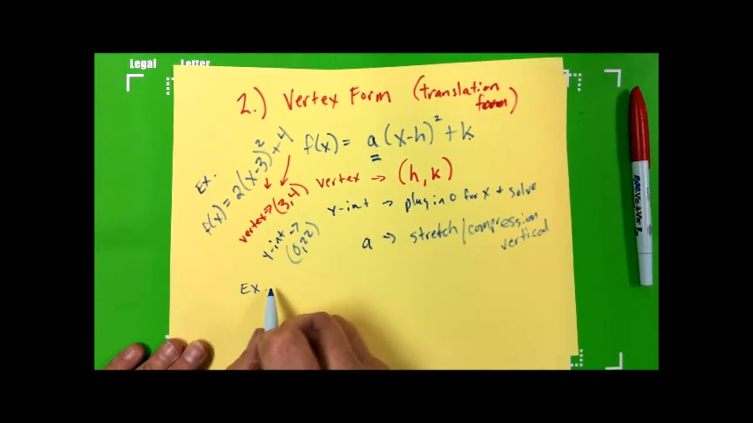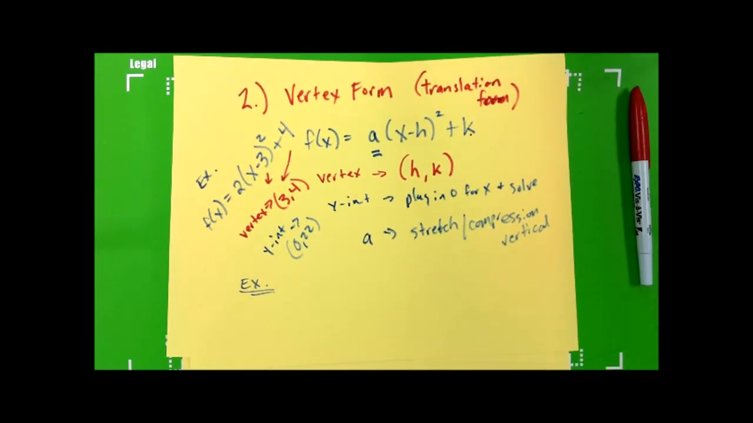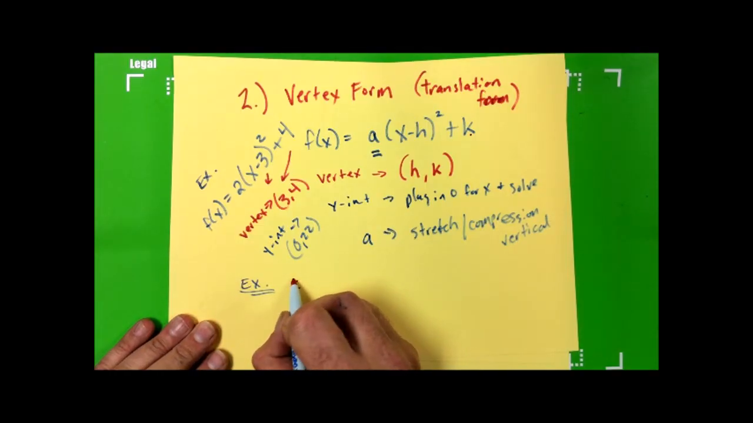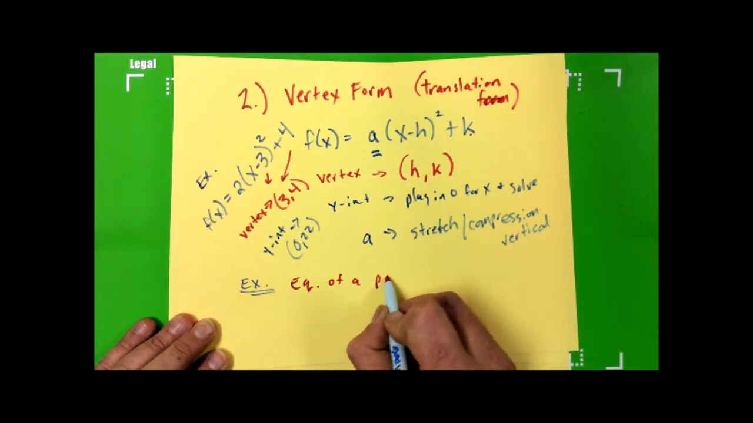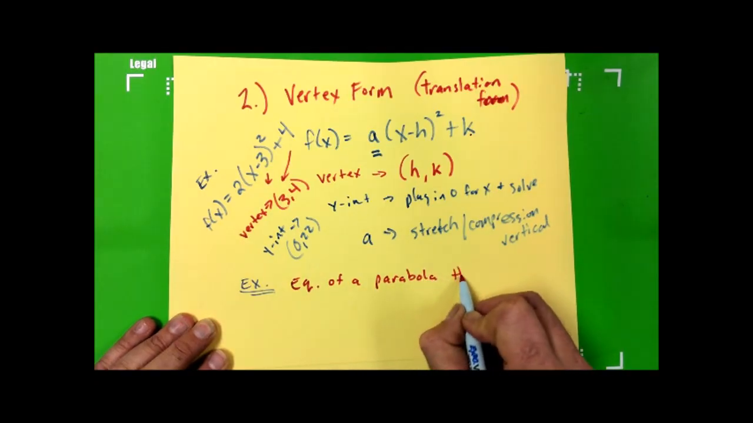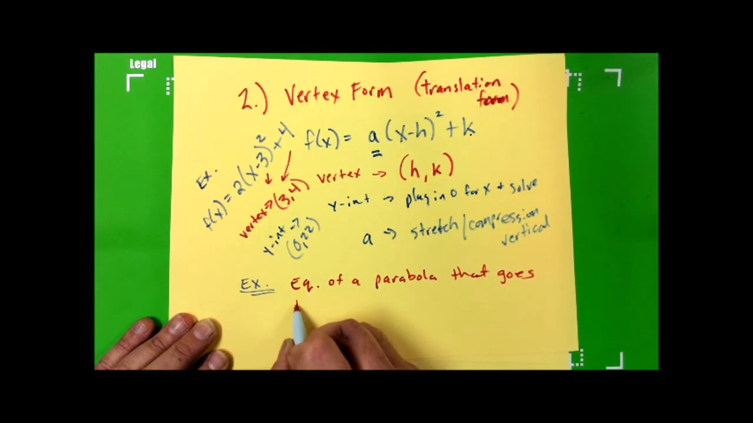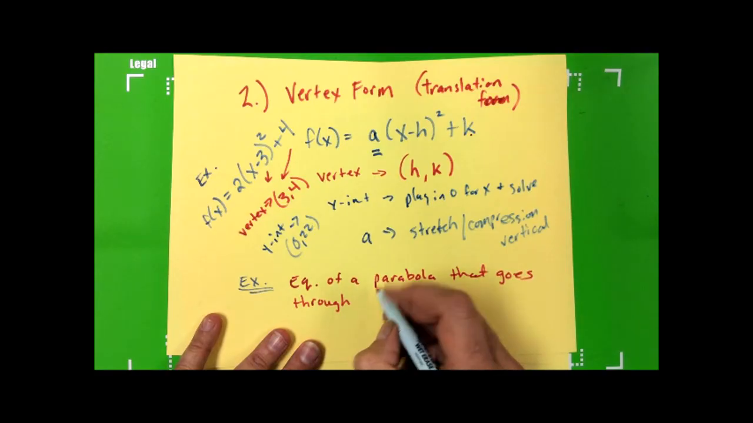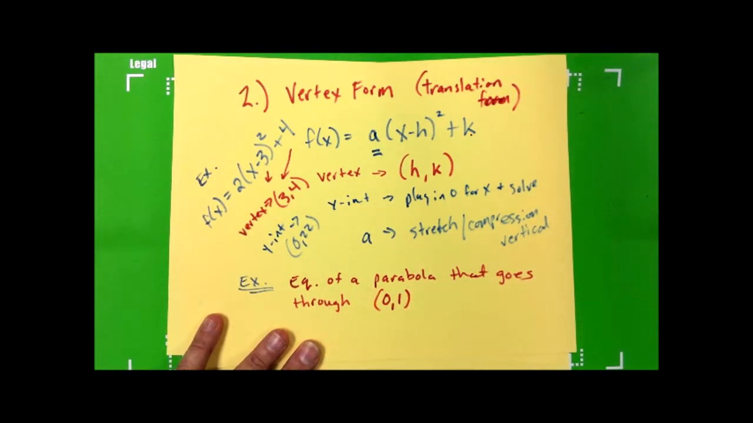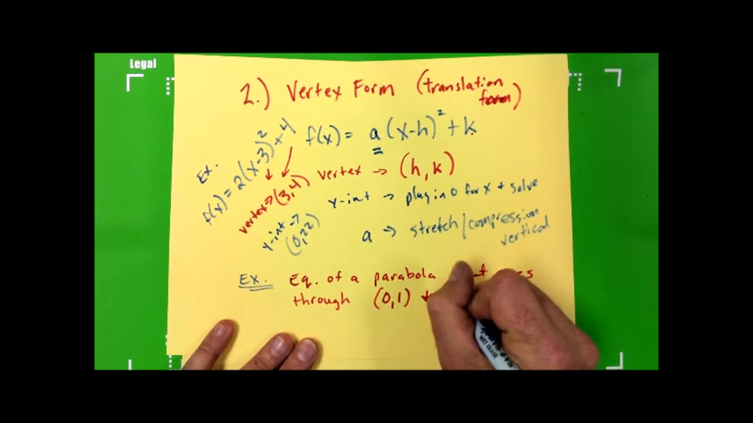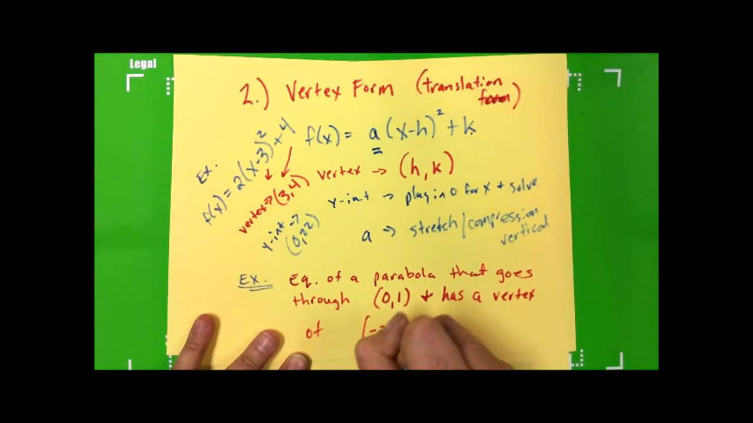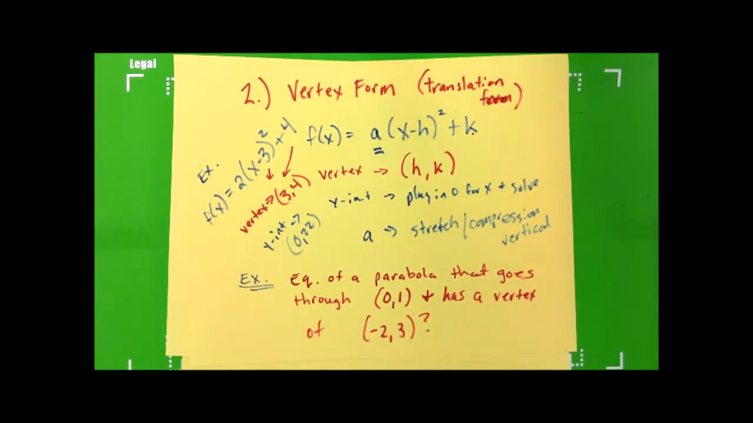Well, let's make an example of this. Let's do it a little bit differently, though. Let me change it because I want you to have that practice. Let's say that you need to give me the equation of a parabola that goes through 0, 1 and has a vertex of -2, 3. How would you approach such a problem?